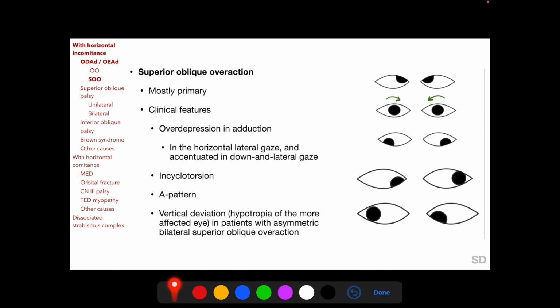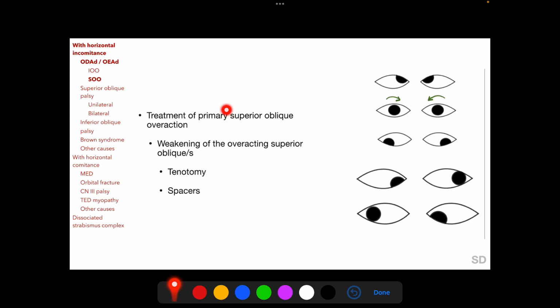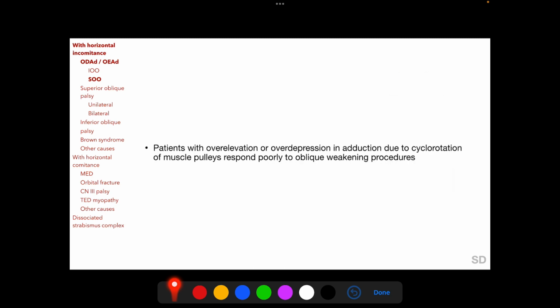This contrasts with primary inferior oblique overaction, in which vertical deviation in the primary position is uncommon. Treatment of primary superior oblique overaction is weakening of the overacting superior oblique muscle by tenotomy or with spacers. In tenotomy, the tendon is cut, and in spacers, the tendon is cut and is reattached with a spacer in between the cut ends. We must remember that patients with overelevation or overdepression in adduction due to cyclorotation of muscle pulleys, the uncommon cause of overelevation or overdepression in adduction, respond poorly to oblique weakening procedures.